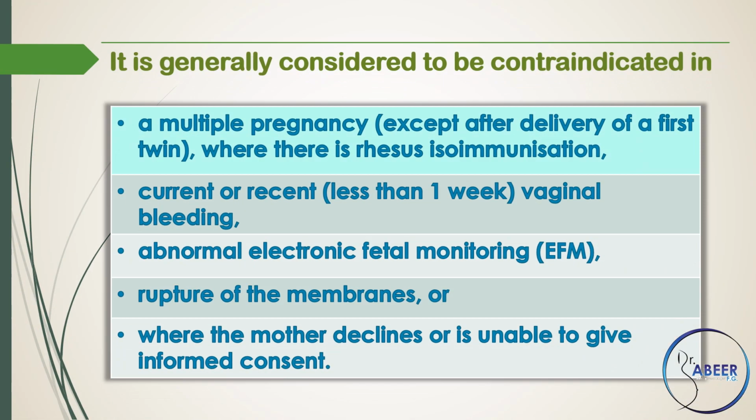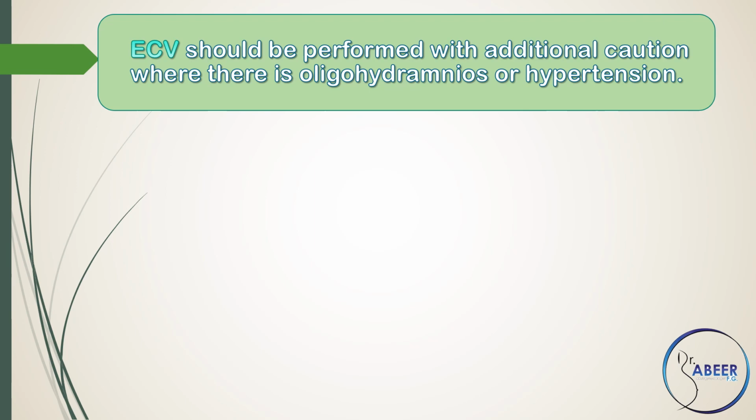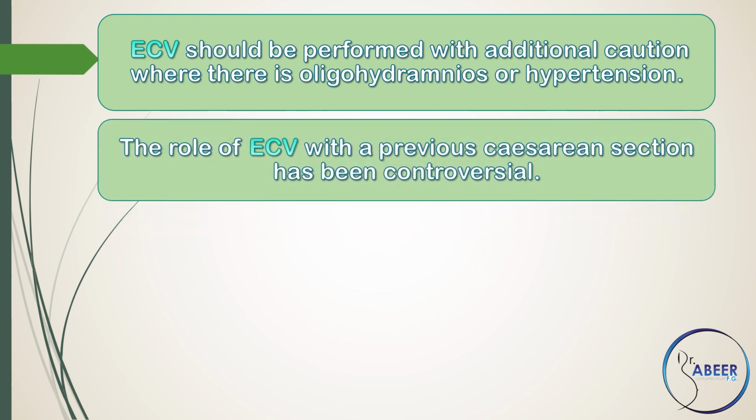It is generally considered to be contraindicated in a multiple pregnancy, except after delivery of a first twin, where there is rhesus isoimmunization, current or recent, less than 1 week vaginal bleeding, abnormal electronic fetal monitoring, or EFM, rupture of the membranes, or where the mother declines or is unable to give informed consent. ECV should be performed with additional caution where there is oligohydramnios or hypertension.